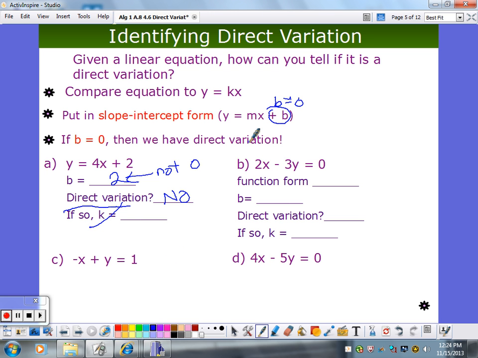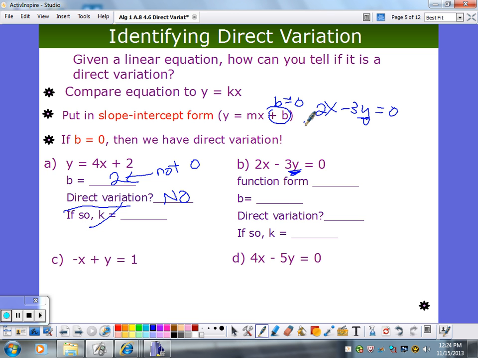Now I've got this example, 2x minus 3y equals 0. Well, it's hard for me to tell what's going on here until I put it in function form. And what does that mean? Solve it for y. Let's do that up here. How do I solve this for y? Show me. Who's going to help me? Katie, how do I do this?